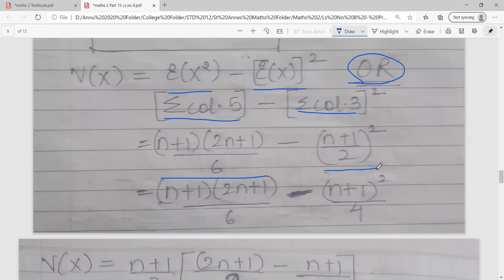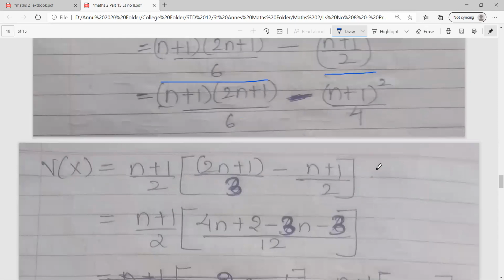This was the third column total, whose square we have to take. So n plus 1 into 2n plus 1 upon 6 minus n plus 1 the whole square upon 4. The common element which I am removing is n plus 1 upon 2. So I'll take that out. Okay, so I'm left with n plus 1 upon 2 into 4n, cross multiplying because the denominators are not same.